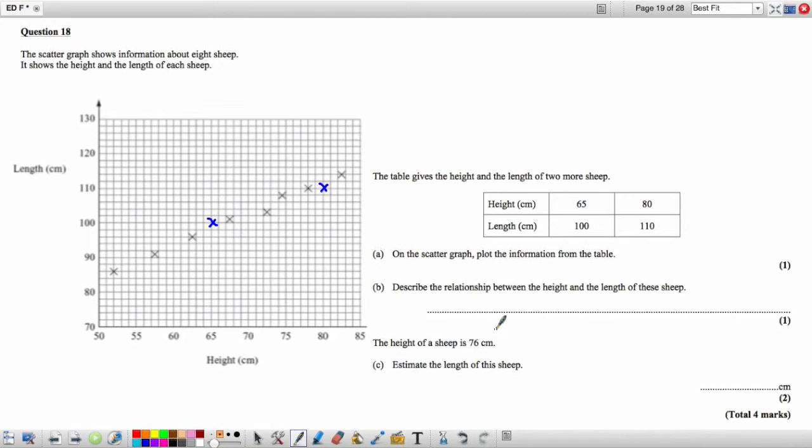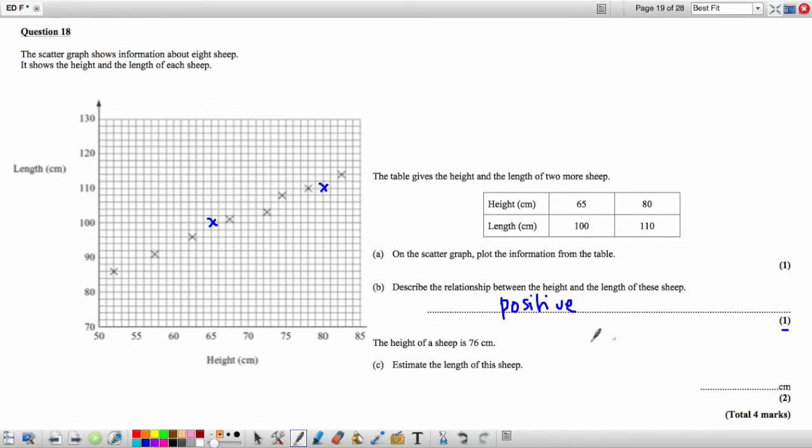We're then asked to describe the relationship between the height and length of these sheep. This here is a positive. We can write down positive correlation, we can write down as the height increases, the length increases, but here simply writing positive will get you the mark.